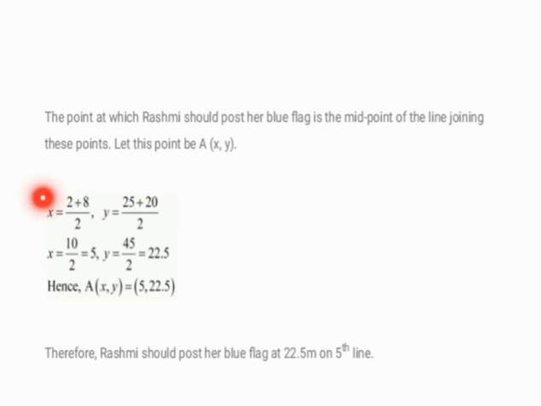8 plus 2 is 10. 10 divided by 2 is 5. 25 plus 20 is 45. 45 divided by 2 is 22.5. So the coordinates for Rashmi: x coordinate 5 and y coordinate 22.5. That means Rashmi posted the flag in the 5th row or 5th line and at a distance of 22.5 meters.